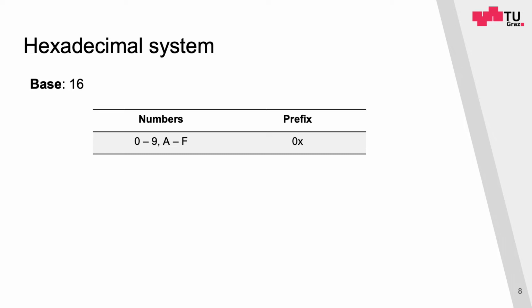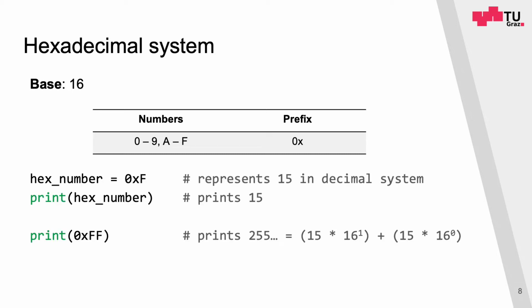And the prefix in Python, if we want to define a hexadecimal number, is 0x. So we can define, for example, a hexadecimal number in Python by defining a variable name, for example, hex_number is equal to 0xf. And 0xf represents 15 in the decimal system. And we can just print it out. If we then print out the hex number, it will print out 15. So it will print out the value of the variable in the decimal system. So in the background, it converts the hex number into its decimal representation.